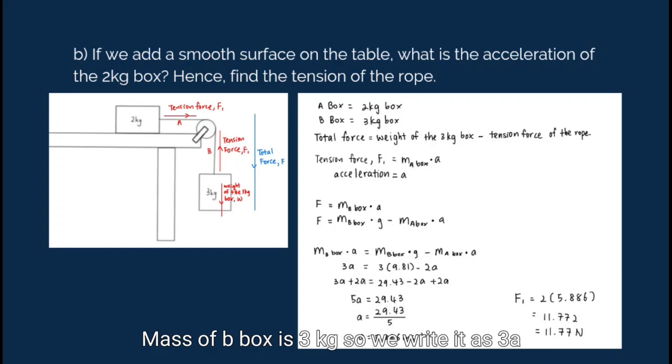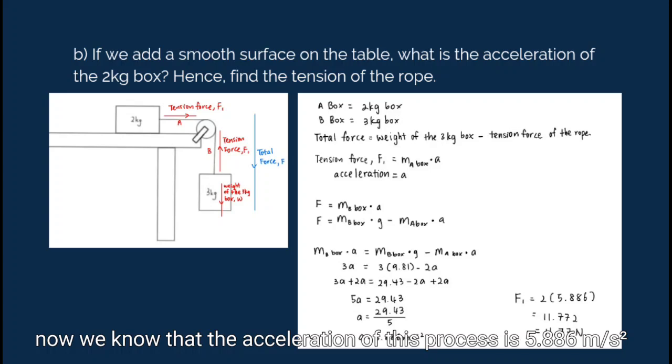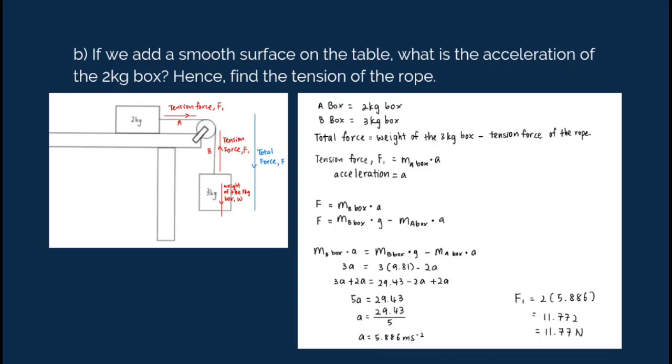Mass of B box is 3 kg, so we write it as 3a. And on the right hand side, the gravitational acceleration is 9.81, so we write it as 3 multiplied by 9.81. And the mass of the A box is 2 kg, so we write it as 2a. After a process of calculation, we can get the value of acceleration. Now, we know that the acceleration of this process is 5.886 meters per second squared.